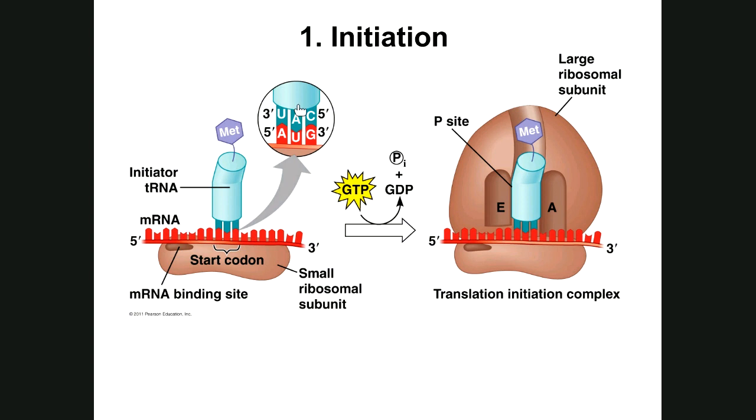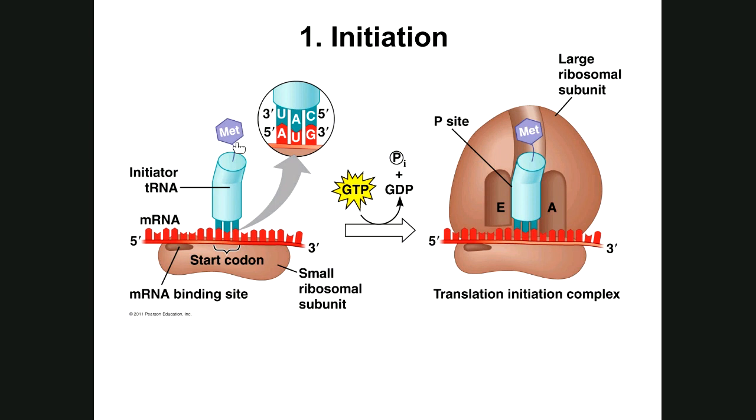Initiator tRNA is the tRNA that has an anticodon that complements the mRNA start codon. Therefore, this initiator tRNA's anticodon is made up of the base triplets UAC. U base pairs with A, A base pairs with U, C base pairs with G. So the anticodon is the complement of the codon. The codon is part of the mRNA, the anticodon is part of tRNA, and this ensures that the correct tRNA transfers the correct amino acid.